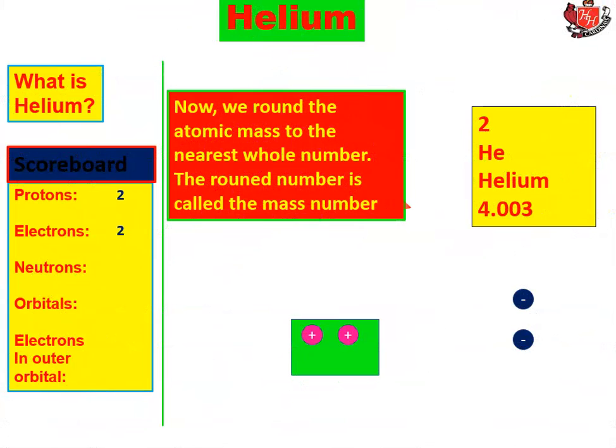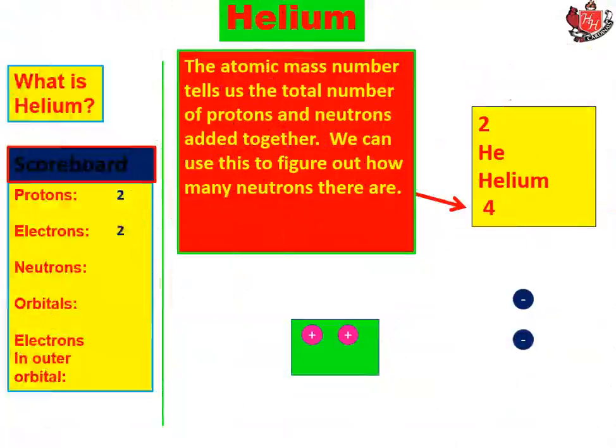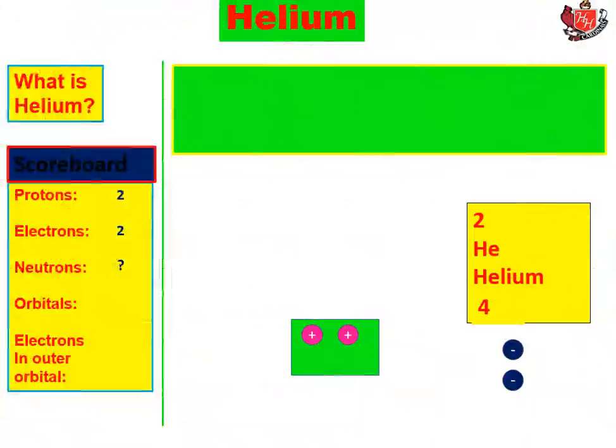All right, now we round the atomic mass to the nearest whole number. So see the 4.003, we round that, and that's going to be called the mass number. So that's going to be rounded to 4. So again, what does that number tell us? The 4 tells us the total number of protons and neutrons added together that we have in a helium atom. So the atomic mass number, the mass number, tells us the total number of protons and neutrons added together, and we can use this to figure out how many neutrons there are. So we're going to do that the same way we did with the hydrogen atom. So let's just do a little arithmetic.